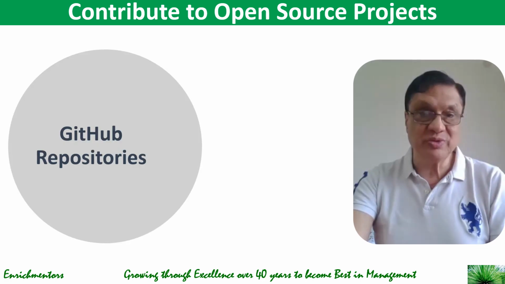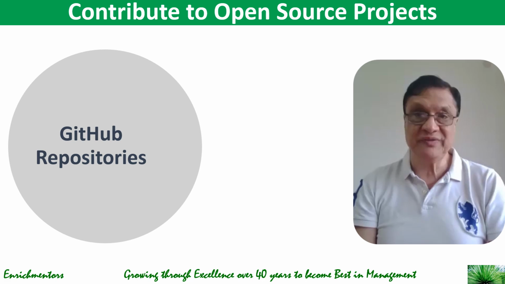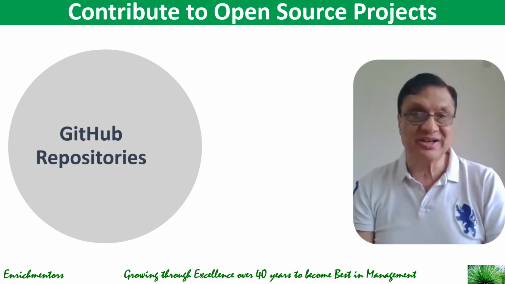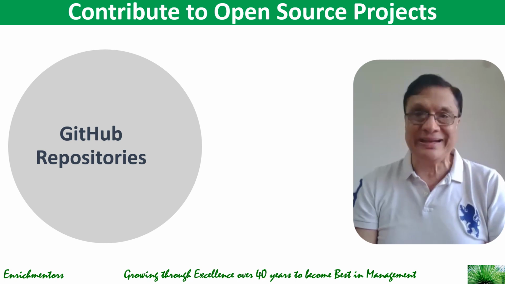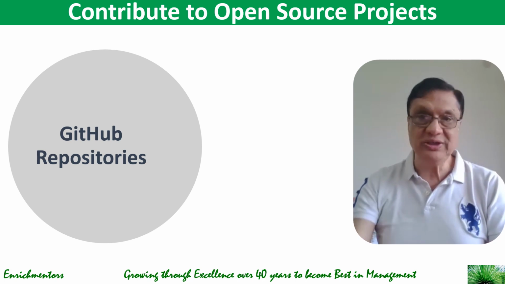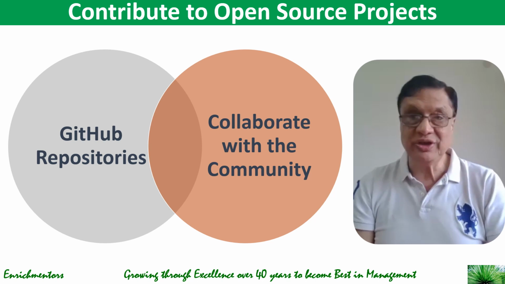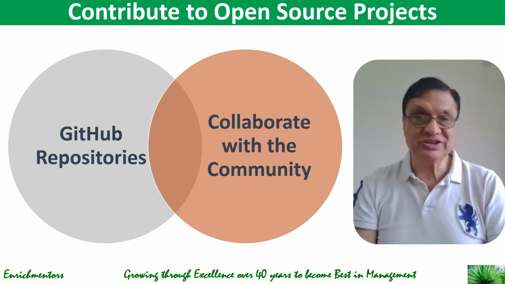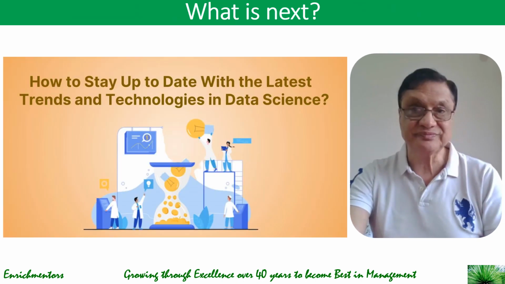Contribute to open source projects. There are two ways. One is to use GitHub repositories. Explore GitHub repositories for open source projects in data science and machine learning. Contributing to projects not only enhances your skills, but also exposes you to the latest developments. Collaborate with the open source community. Share your own projects, learn from the code, and contribute to others.